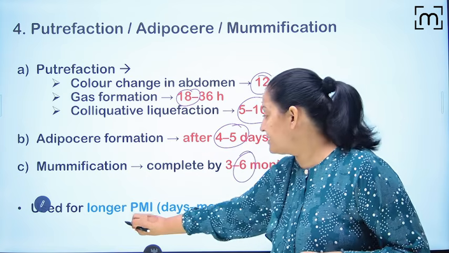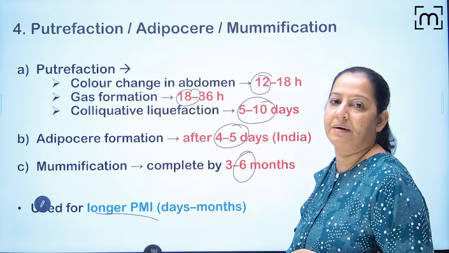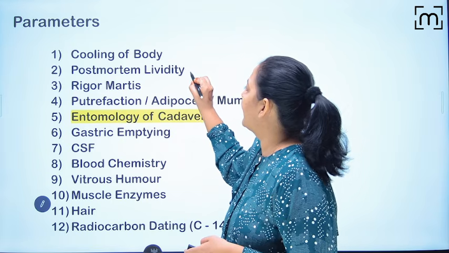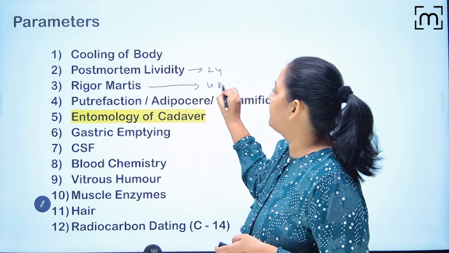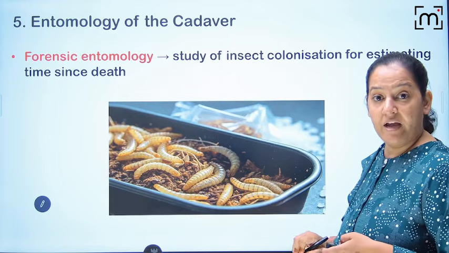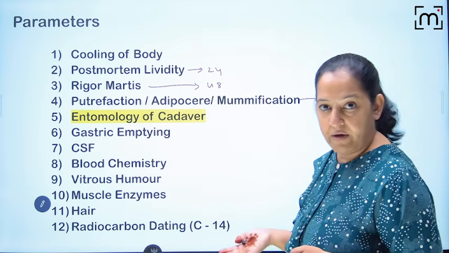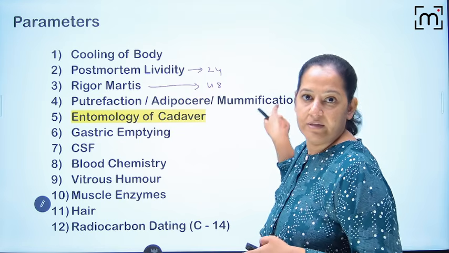Got it? So this is for longer PMI. You can see it is in days and months. So for early PMI, we look at this within 24-hour PMI. Within 2-day PMI, 48-hour PMI, we look at this. And within long PMI, if I get the dead body after 3 months, 6 months, I will not look for all these. These are already gone. I will look for these. You are getting my point.